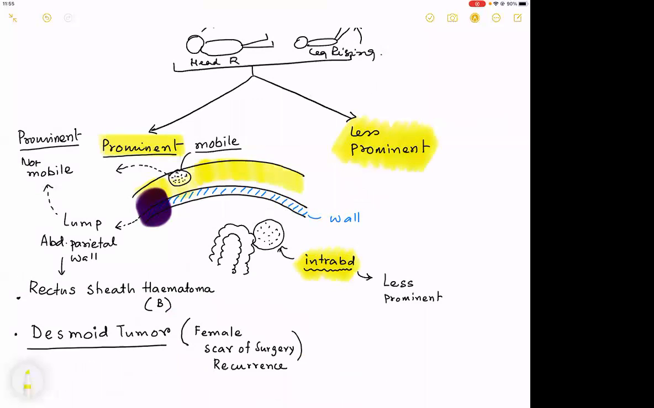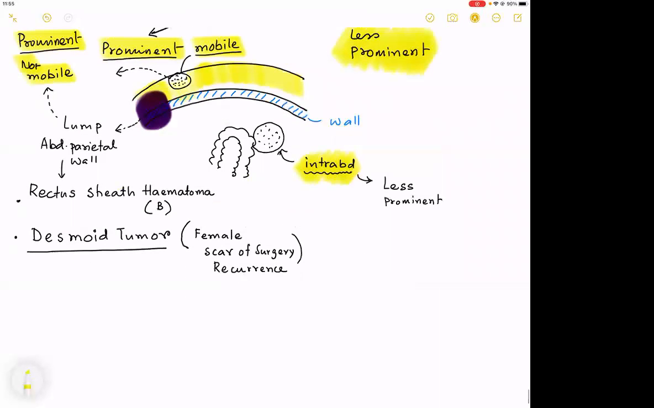Prominent and mobile, provided it is in which tissue plane? Subcutaneous. But if it is arising from the parietal wall, like a muscle hematoma, then it is prominent, but it is not mobile. Okay. So this is the first test.